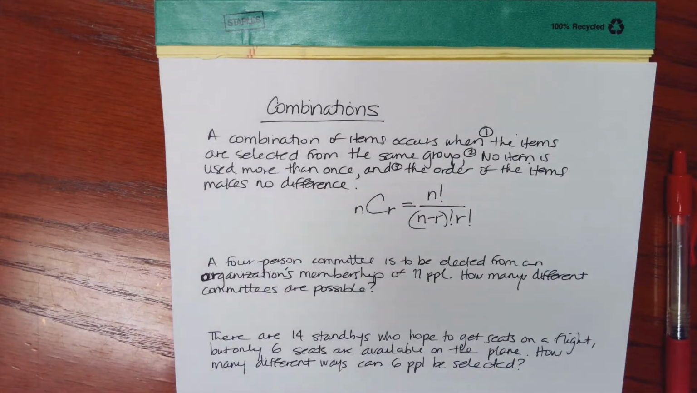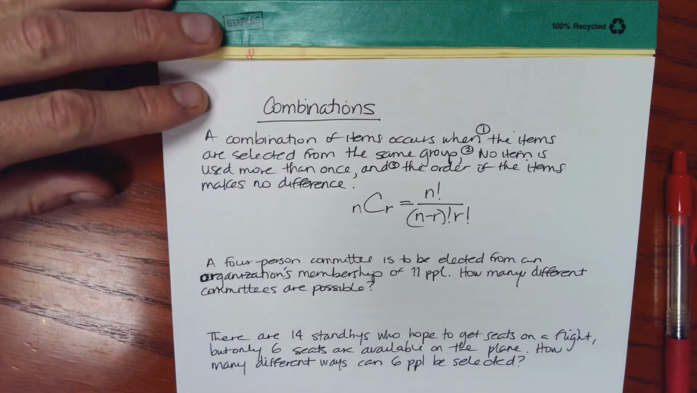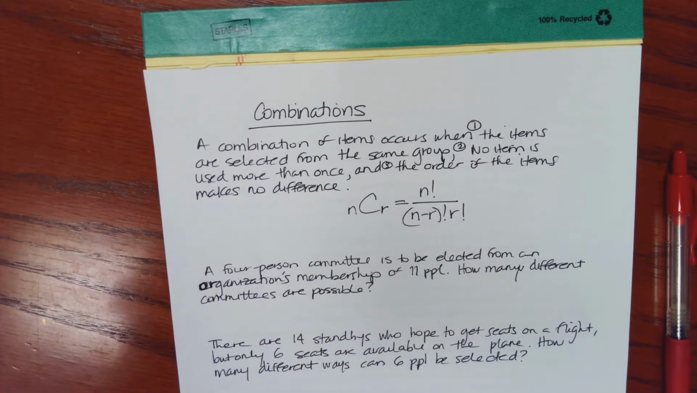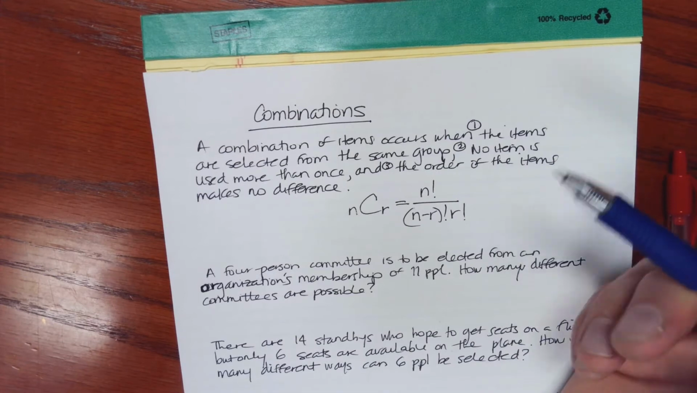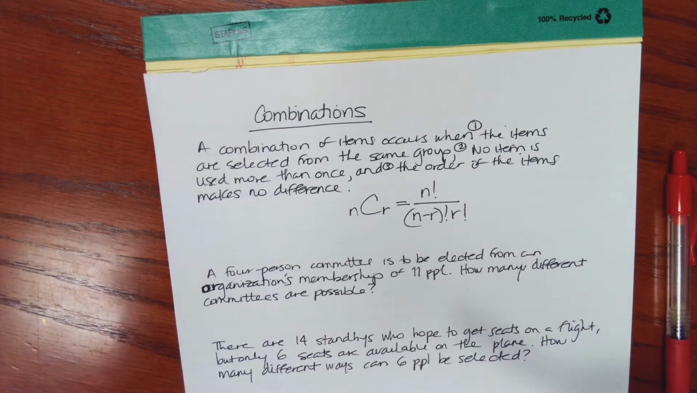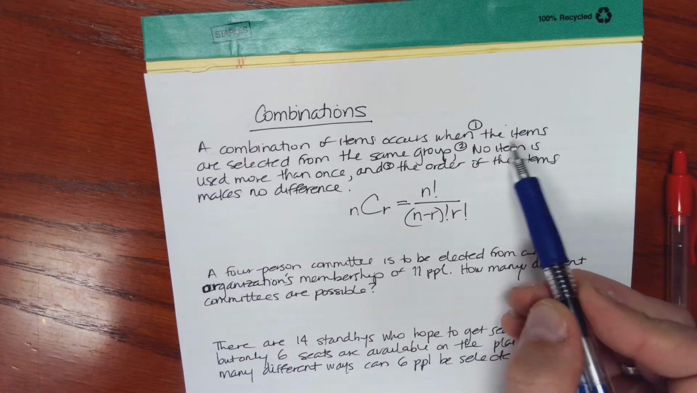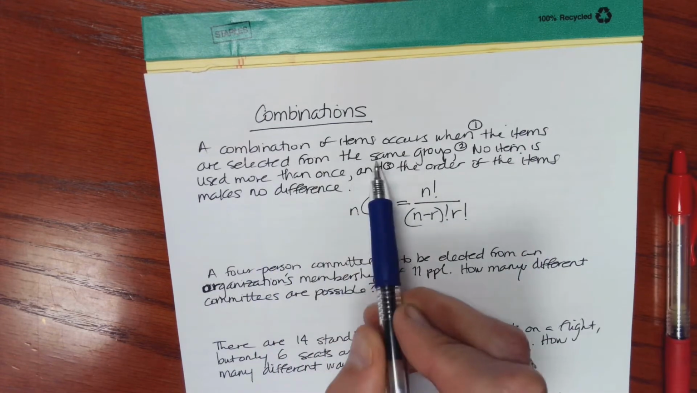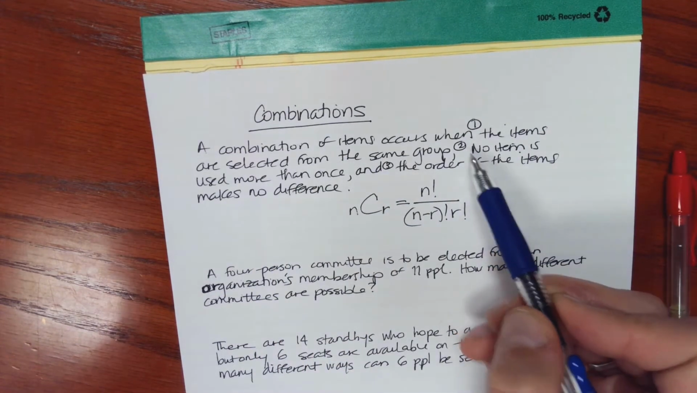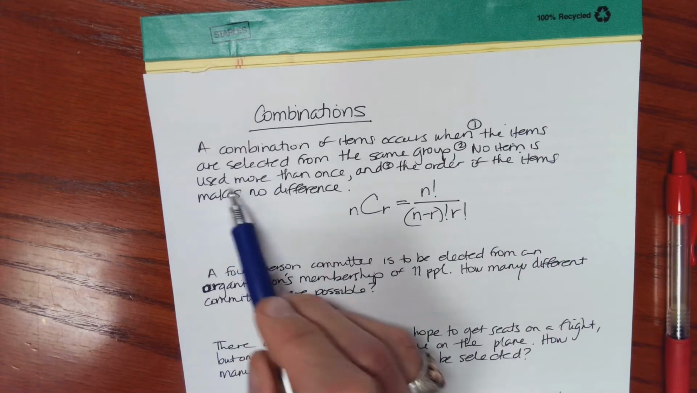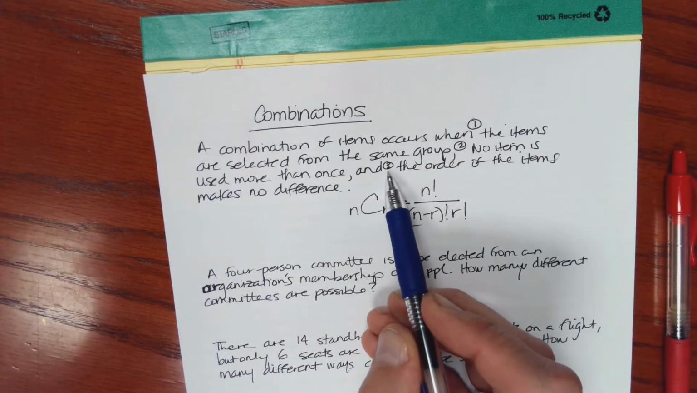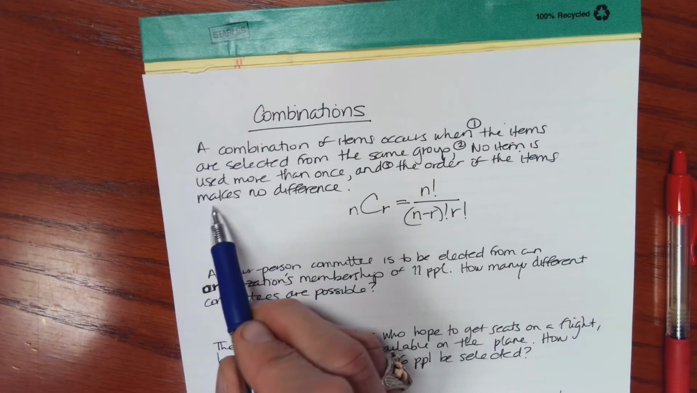Hello and welcome back. In this video I'm going to be talking about another method of counting. In this case we'll be looking at combinations. A combination of items occurs when there are three things that we're going to look for. First of all, the items are selected from the same group. Secondly, no item is used more than once. And three, the order of the items makes no difference.